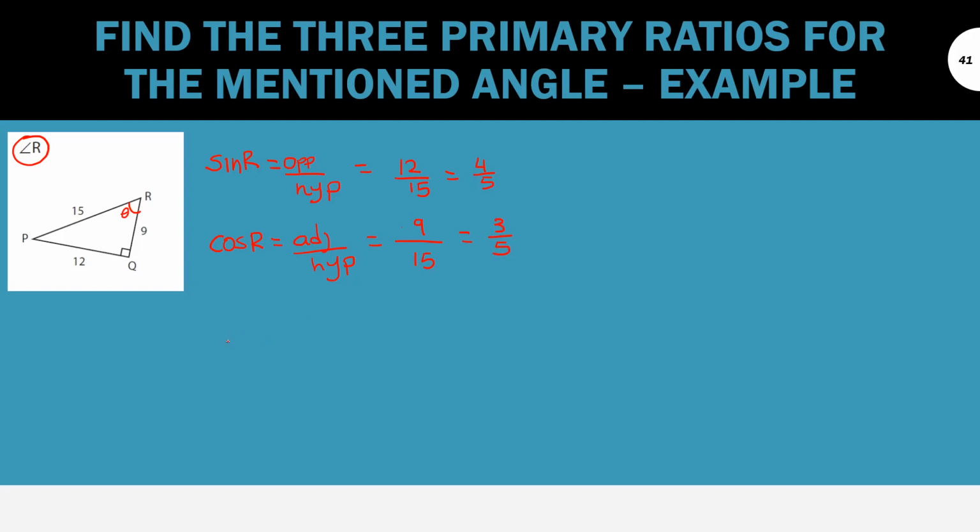And last but not least, we've got tan of R equals, remember, it's TOA, opposite over adjacent. Okay, so its opposite is, what is it? It's 12, and the adjacent is 9. And again, if we simplify this, it's going to be 4/3.